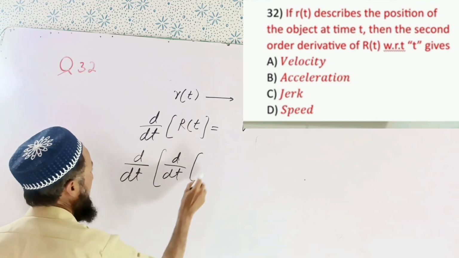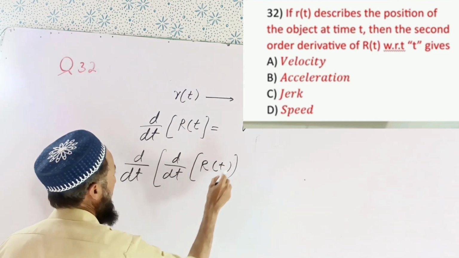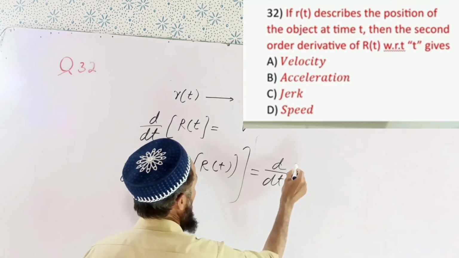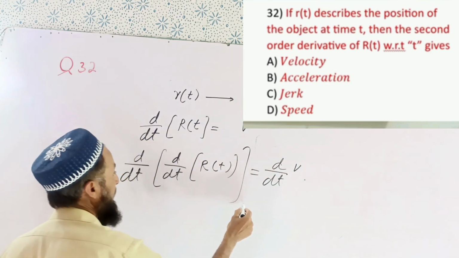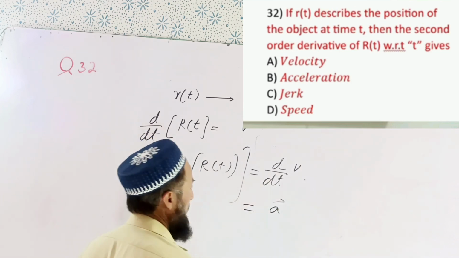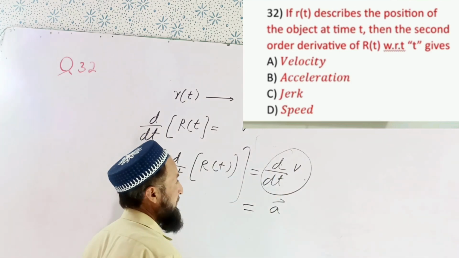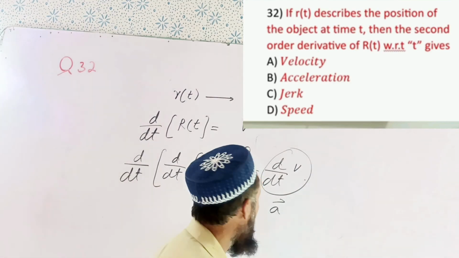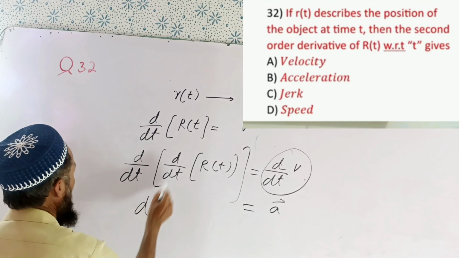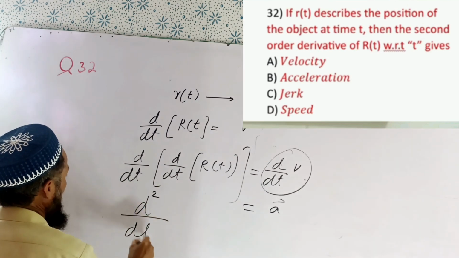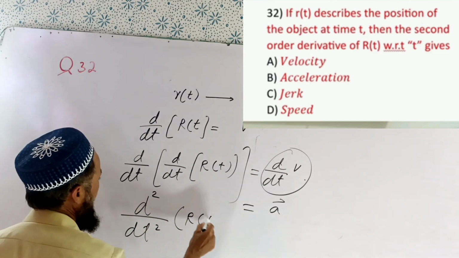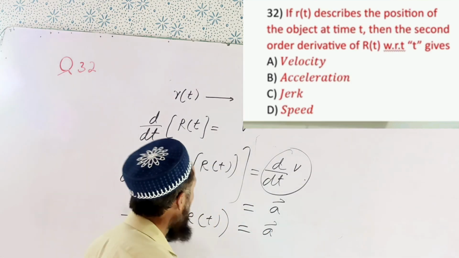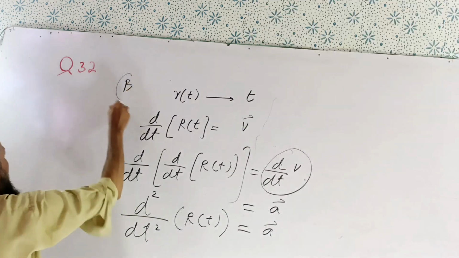So d by dt of the function. The same function, if we take the derivative, the result is equal to acceleration. So the derivative of the velocity gives the acceleration. It means the second order. So second order here means the second derivative with respect to t of the function r(t). So the result is equal to acceleration. Here option B is the correct answer.